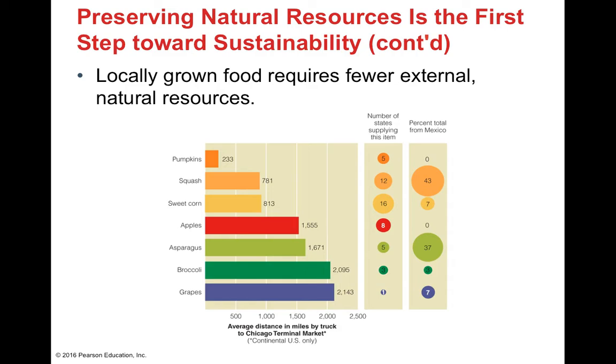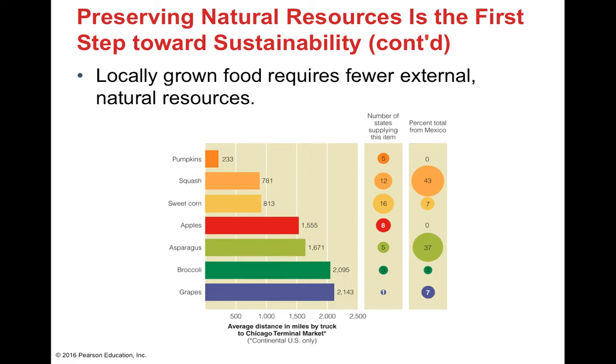Now, locally grown food is going to require fewer external resources. So if you try to get your food from a local source, then you can help reduce the carbon footprint that food has. If we look at the average distance in miles by truck to Chicago for particular foods, grapes are going to travel over 2,000 miles to get to Chicago. Broccoli, same thing, about 2,000 miles. Asparagus, 1,500. Apples, 1,500. Sweet corn, squash, and pumpkins, under 1,000.